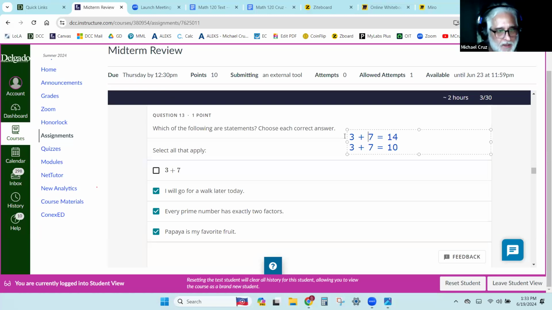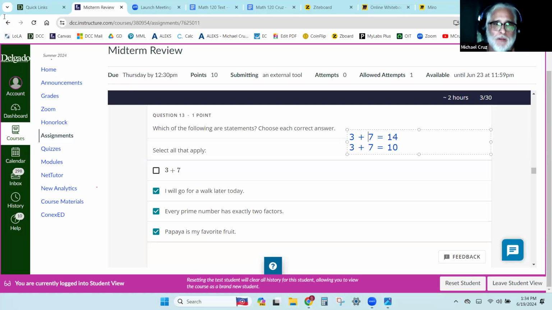What is this becoming? What am I saying it's equal to? It doesn't necessarily have to be equal. So yeah, papaya is my favorite fruit. They're throwing it in there. So if it had said papaya is the greatest fruit in the world, then yeah, they're telling it from their perspective that this is their favorite fruit.